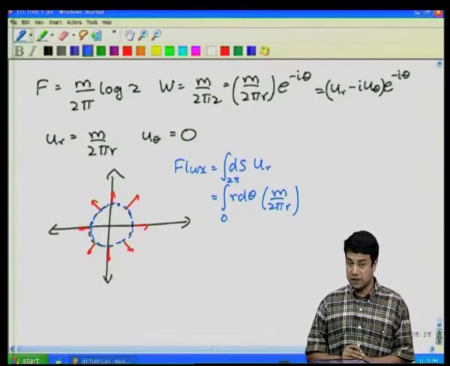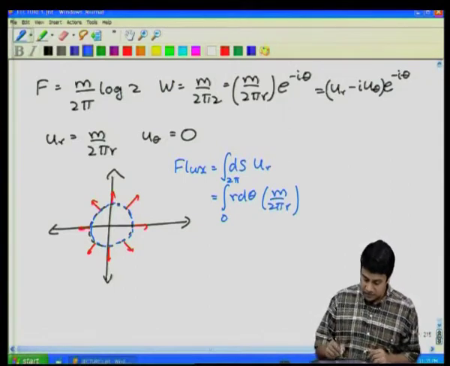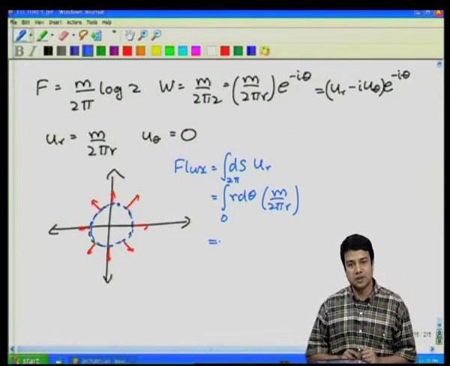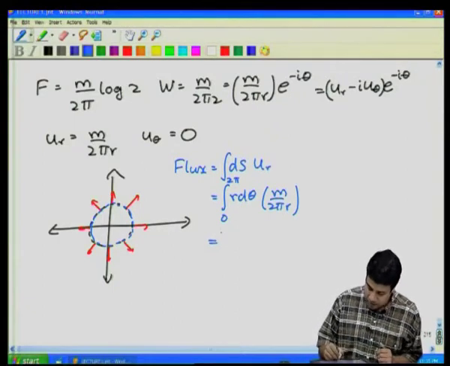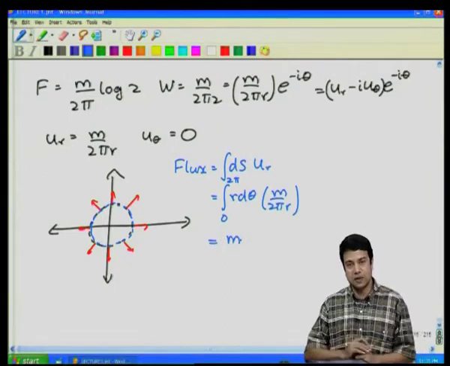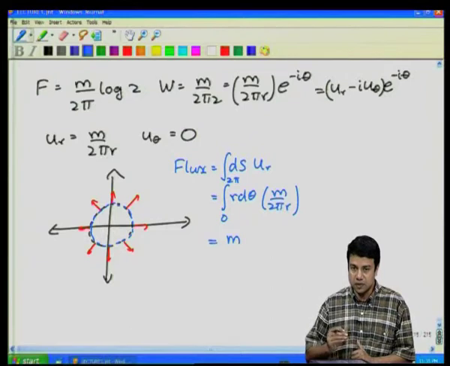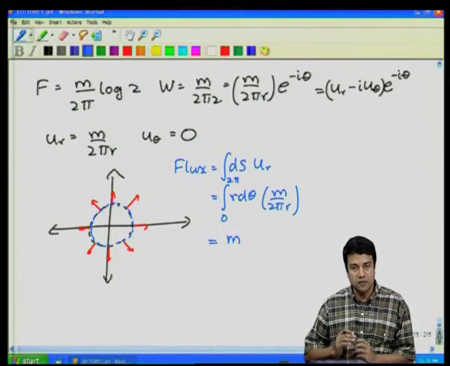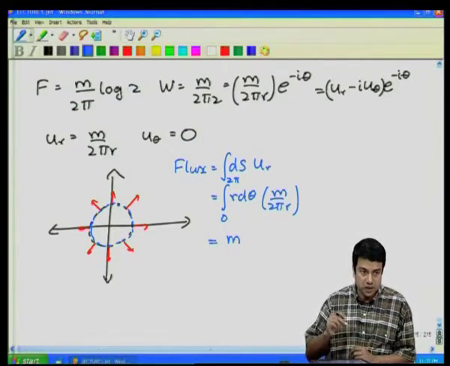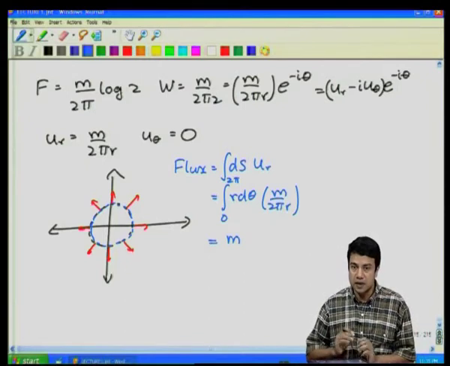So, even though the velocity is increasing, this flux, you can easily do this integral, r and r will cancel out, m d theta from 0 to 2 pi divided by 2 pi will just give you back m. Even though the velocity is increasing as you go towards the origin, the amount of mass coming out per unit length in the third direction is remaining the same.